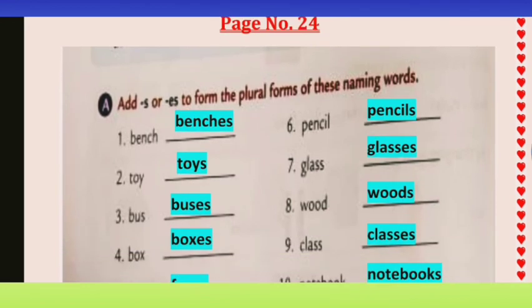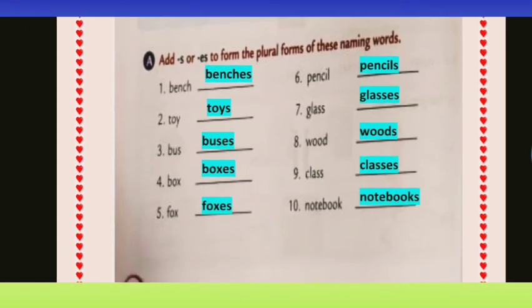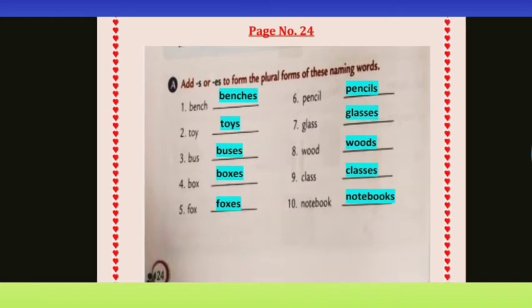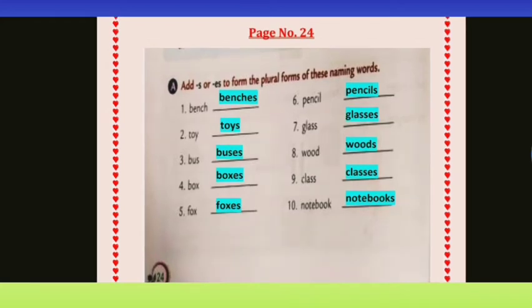Come to page number 24 in your book, students. There is only one exercise on page number 24, that is exercise A. Add s or es to form the plural forms of these naming words. Now they have given us 10 naming words, but we have to make them plural. How do we have to make them? They have already told us you have to add s or es. Let's see. Bench. We will make benches.